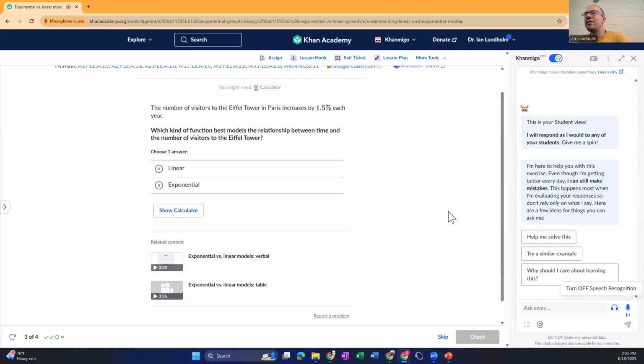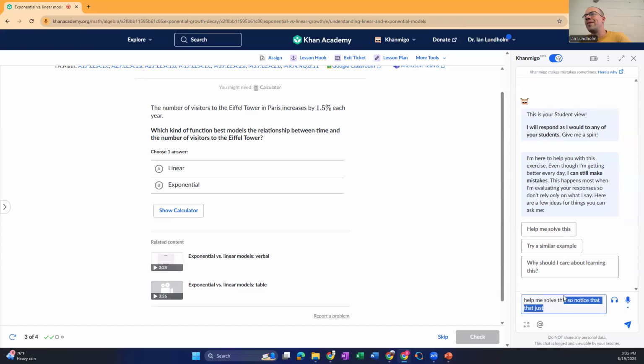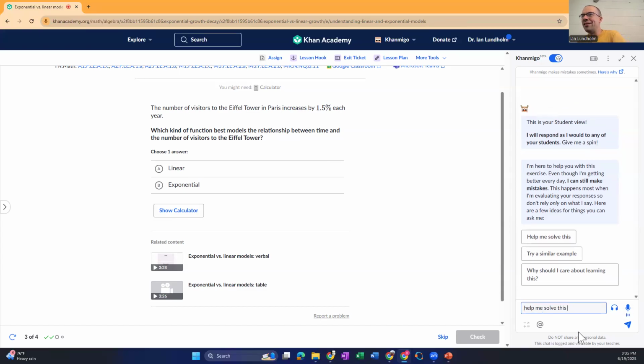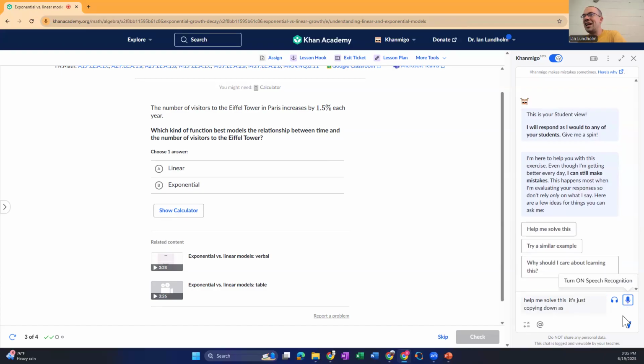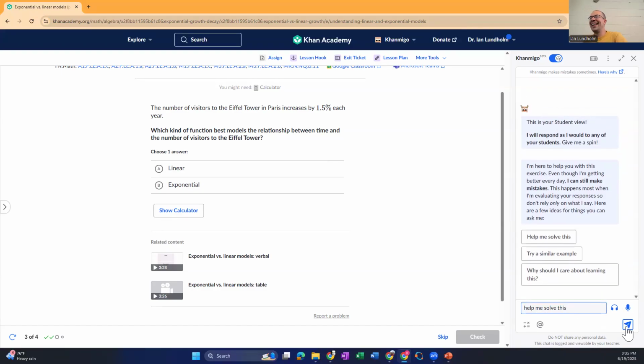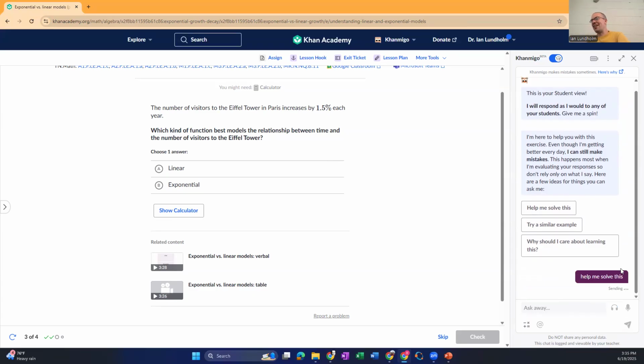Help me solve this. So notice that it's just copying down as text what I wrote. Stop it. And then you have to send it.